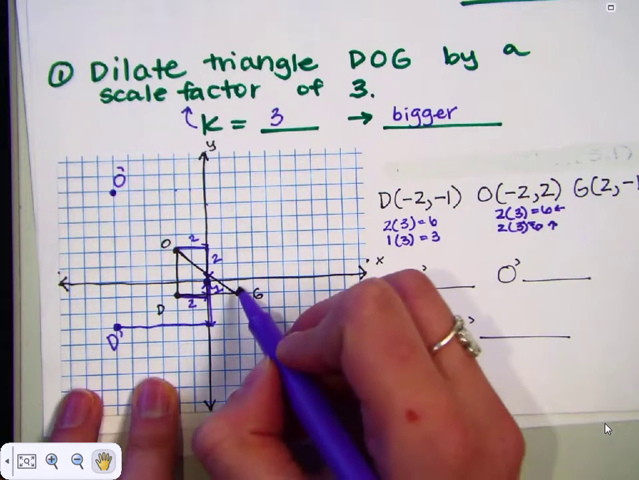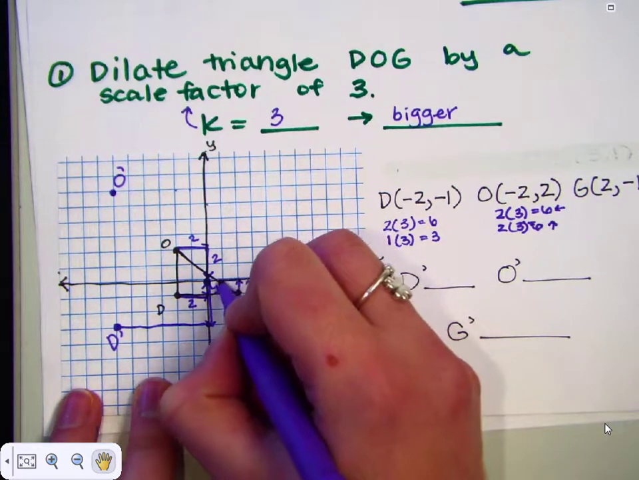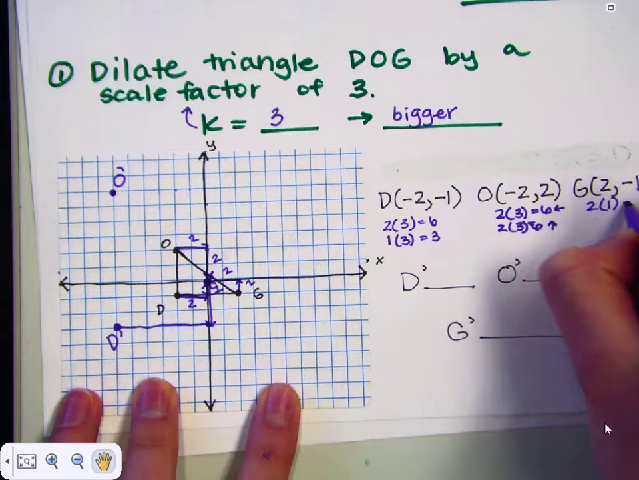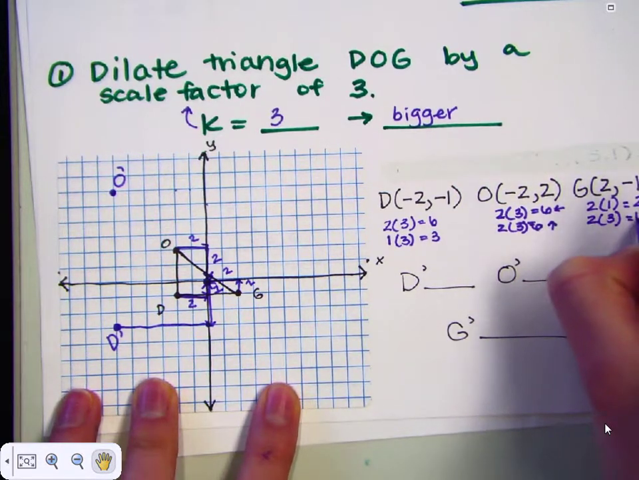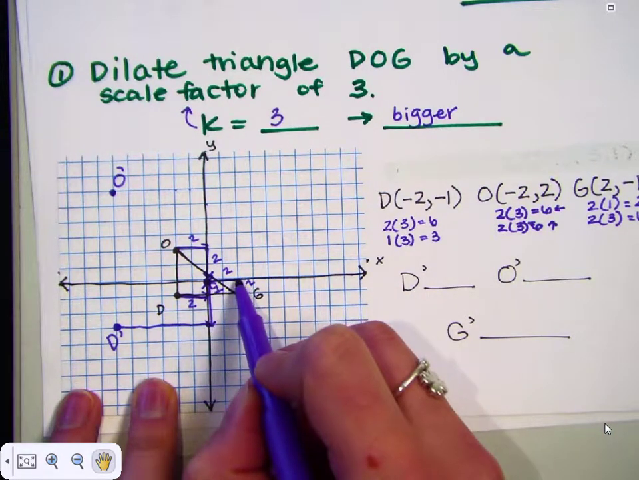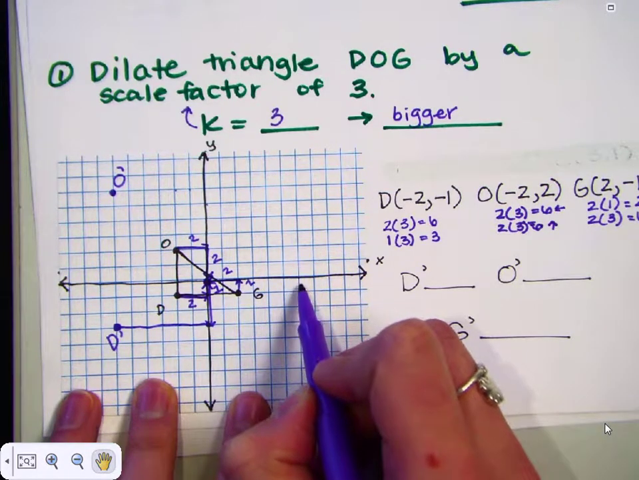And last but not least, G. So to get to G from the origin, I can go up 1 and over 2. So 2 times 1 is 2, and 2 times 3 is 6. So now I'm going to triple the distance. I'm going to go over 6 now, and down 2.